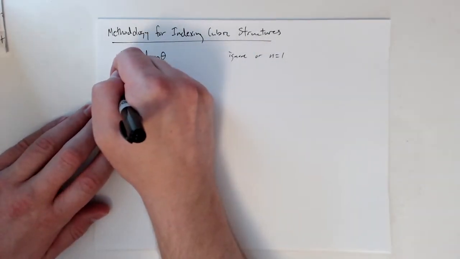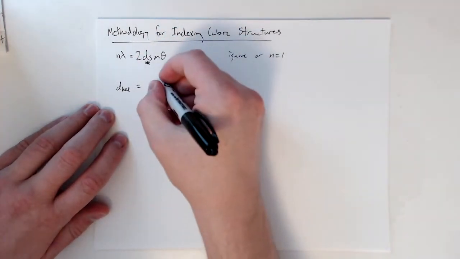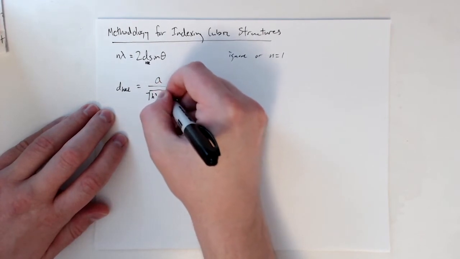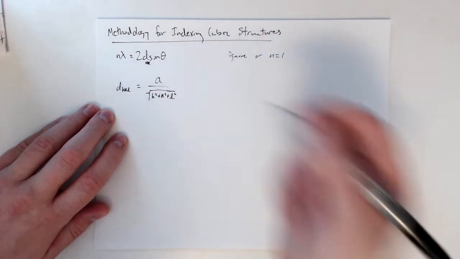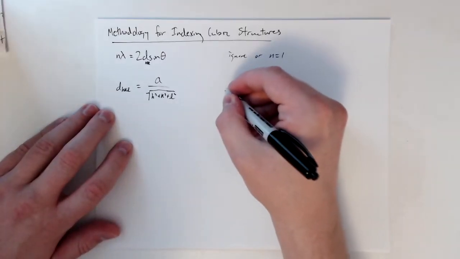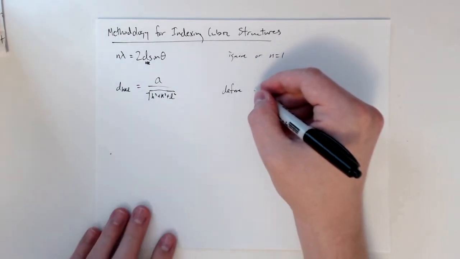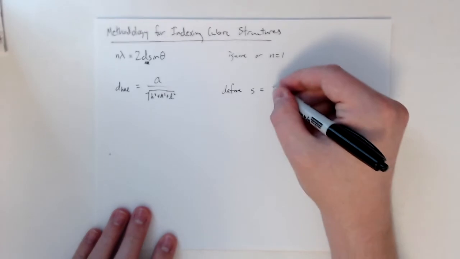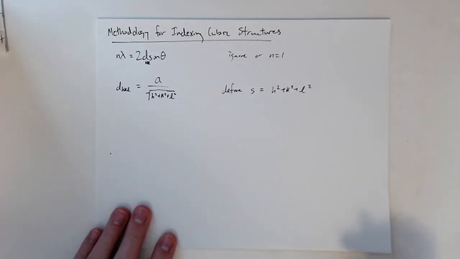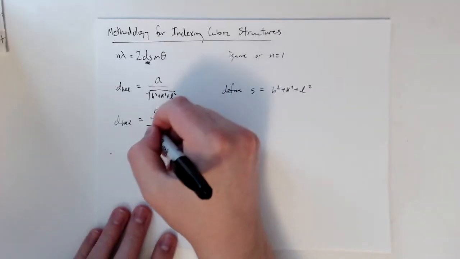Since this is cubic, we can also use the equation for interplanar spacing related to the lattice parameter. So we have this equation. To make our life simpler, we're going to define the sum of the squares in here as s. So this is h squared plus k squared plus l squared. This just simplifies things for us so that we have this.